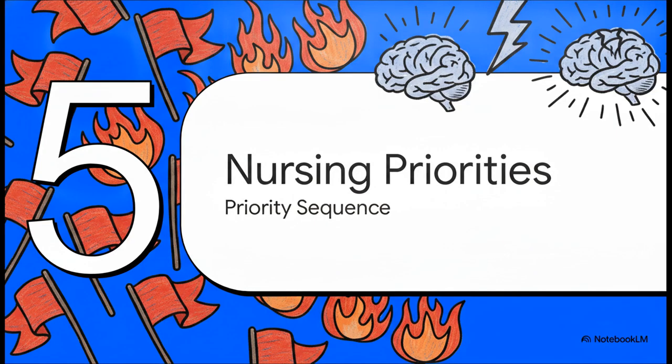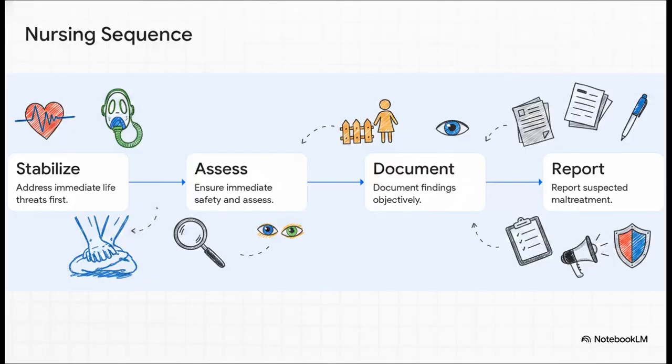Section 5. The nursing priority sequence. So how do we actually respond? This is your immediate priority sequence. And trust me, the order matters. You must always stabilize medical life threats first. If a child comes in with suspected abusive head trauma and apnea, you don't stop to conduct a lengthy interview or fill out a report. No way. You secure their airway, breathing, and circulation first. Only after stabilization does your priority shift to ensuring the child is safe from further harm, followed by conducting a full assessment, rigorous documentation, and finally, mandatory reporting.